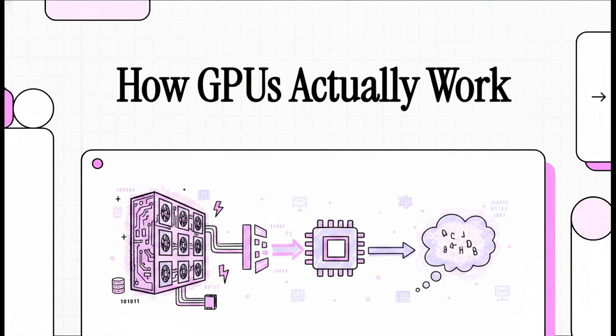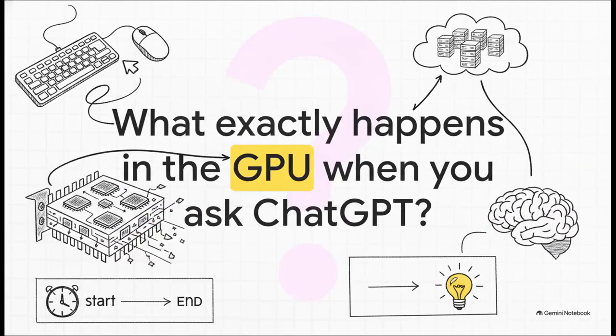Today, we're going to do something truly fascinating. We are pulling back the curtain on those massive AI data centers you're always hearing about to see exactly how a single word or token is generated by a GPU. If you've ever been curious about the actual physical mechanics that make artificial intelligence possible, well, you are in the exact right place.